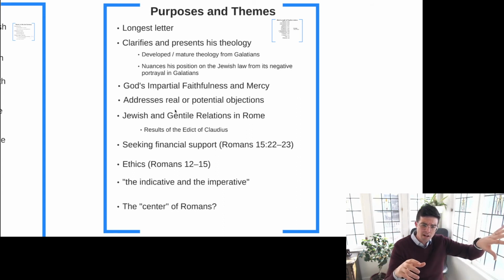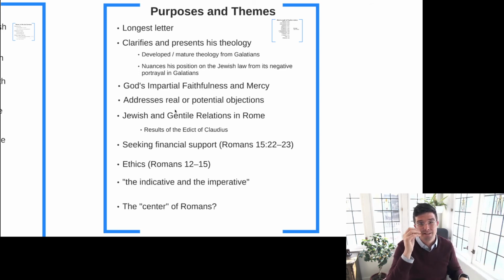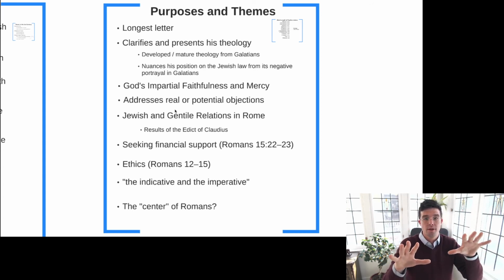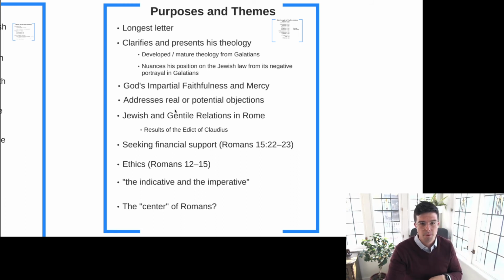So behind all of this, again, stands that edict of Claudius that potentially expelled a number of Jews from Rome, which gave Gentile Christians an upper hand in the city of Rome. They became the prominent and dominant group amongst the early church in Rome. And so Paul is really writing to make sure that Jewish and Gentile Christians get even treatment in these churches. So that's one of the possible purposes.